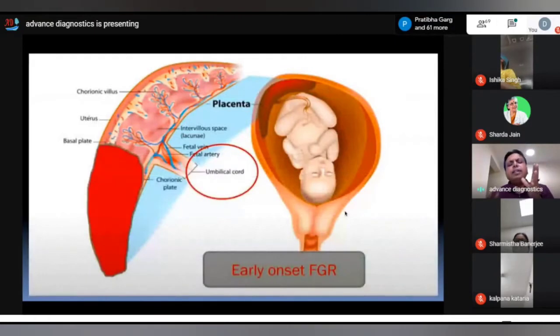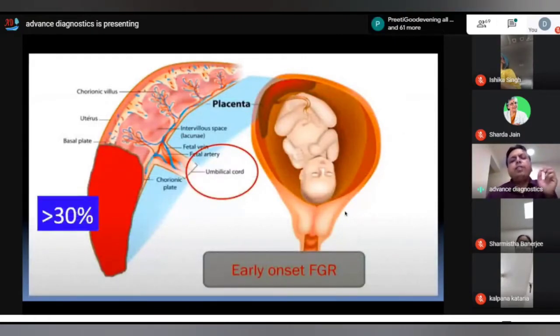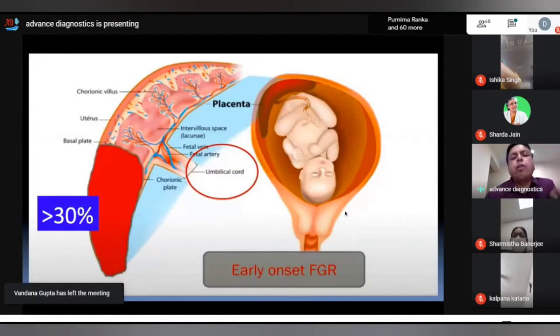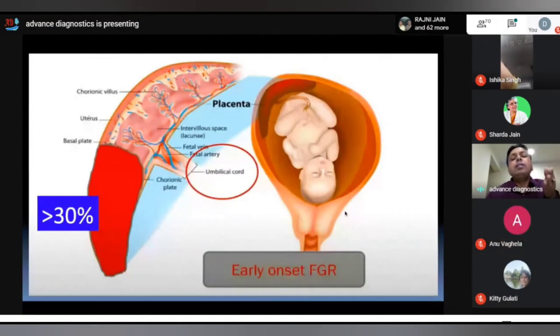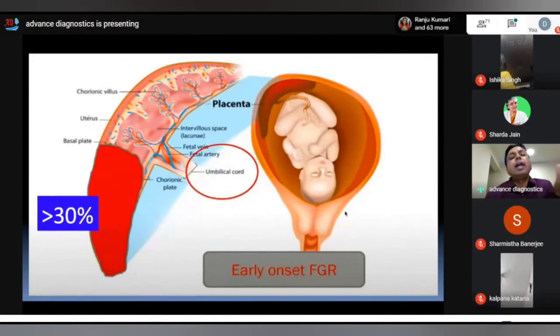So the idea is that early onset FGR happens when more than 30% of the placenta is involved. So the fetus is deprived of both nutrition as well as oxygen supply since the beginning. So the fetus is smaller in size and is quite adaptive. The peripheral circulation gets adapted. The heart is getting adapted since the beginning. That is why there are chances of the failing heart later on. That is why we see the changes in the DV.